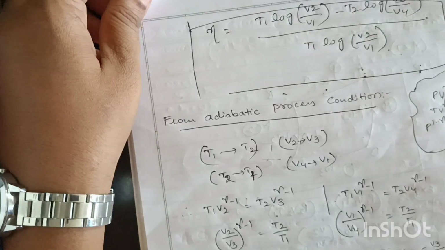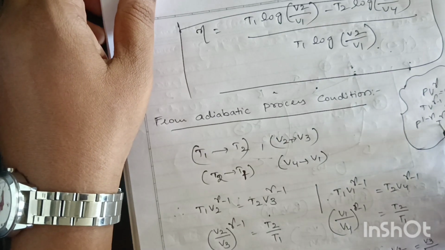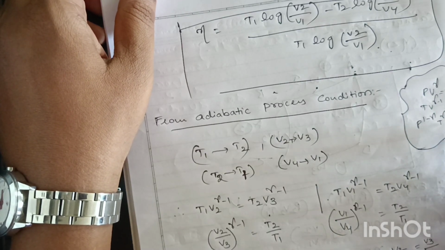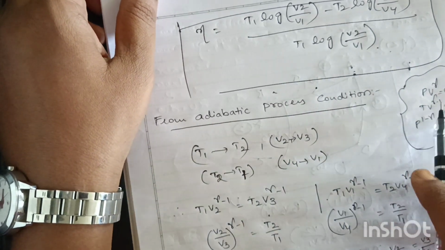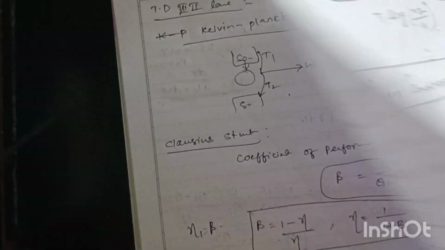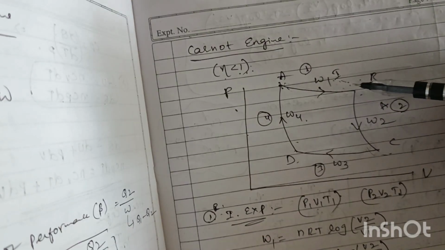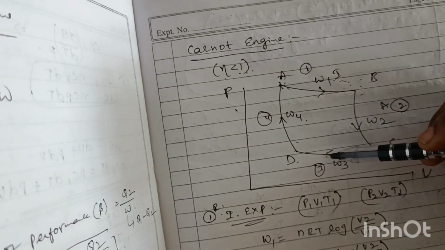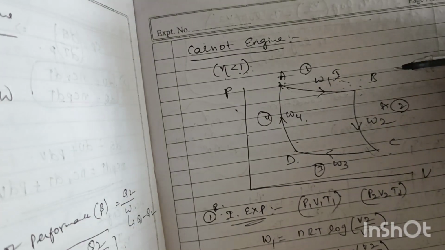What are the adiabatic process conditions? We have PV^gamma is constant, TV^(gamma-1) is constant, and P^(1-gamma) T^gamma is constant. So from these equations, TV^(gamma-1) is constant. If we observe the Carnot cycle, this is isothermal expansion, adiabatic expansion, isothermal compression and adiabatic compression. Now I am considering the adiabatic processes.